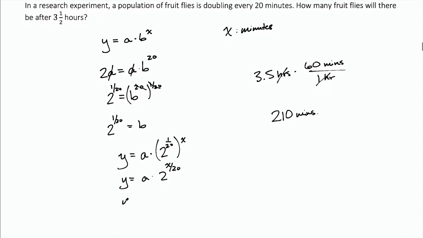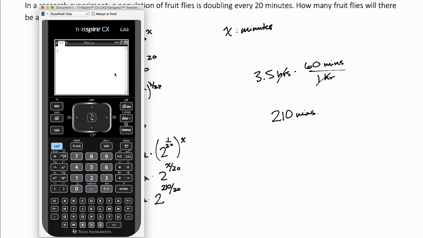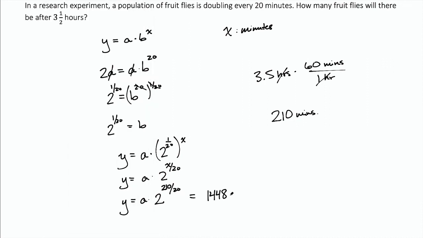And that's what we're plugging in now. So if we do that, we've got y equals a times 2 to the 210 over 20. We don't really know what that number is, but let's go ahead and plug that into our calculator. So I'm going to do 2 raised to the 210 over 20. And we get 1448.15, and that's, of course, times a.